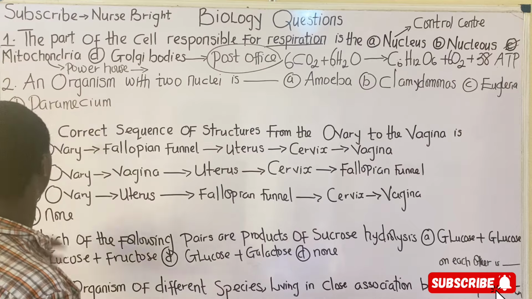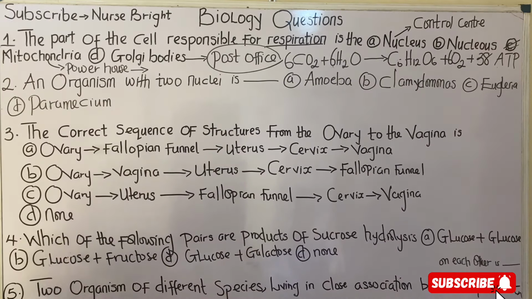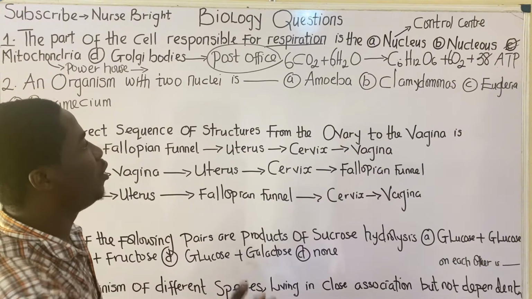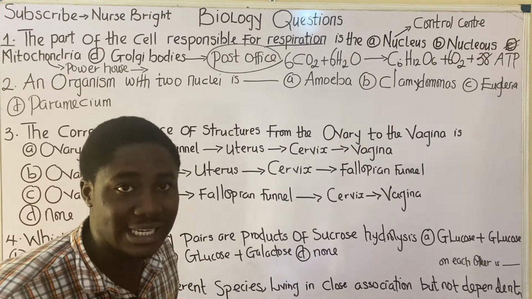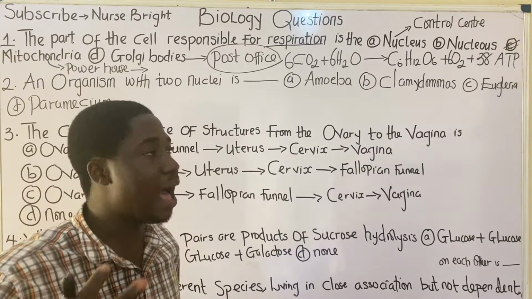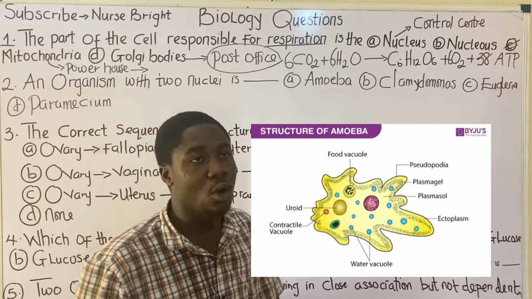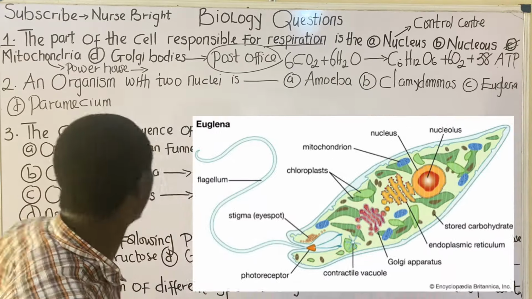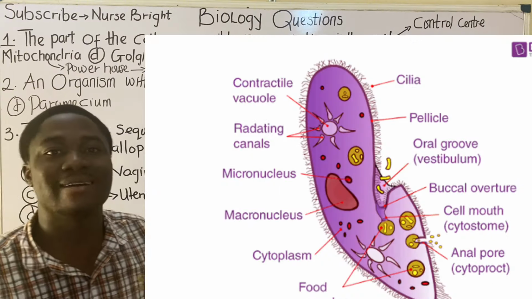Do you understand? So moving further to question number 2, and it says, an organism with 2 nuclei is. Now, you can see they mention different organisms here. Option A, I saw amoeba. Option B, I saw Chlamydomonas. Option C, I saw Euglena. Option D, I saw Paramecium.